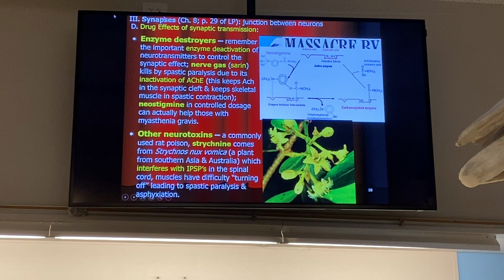The interesting thing up here in the top bullet is that neostigmine actually does the same thing, but you can control the dose, and for someone with myasthenia gravis, they have trouble contracting muscles. If you give them controlled doses of neostigmine and inhibit acetylcholinesterase, they can have more muscle contraction that's already deficient. So we can use these things that can cause problems and actually treat people that have different problems. Does this make sense?